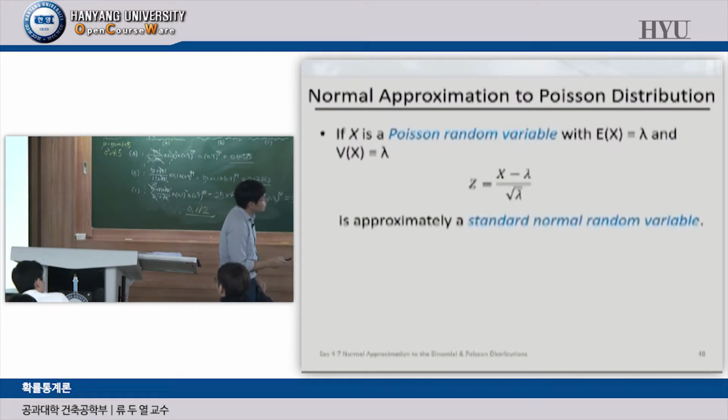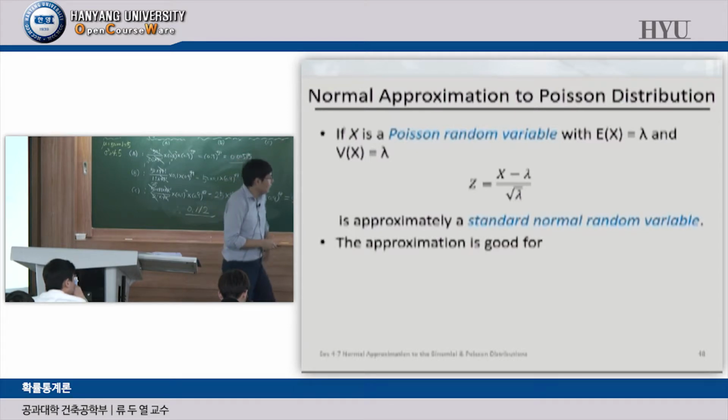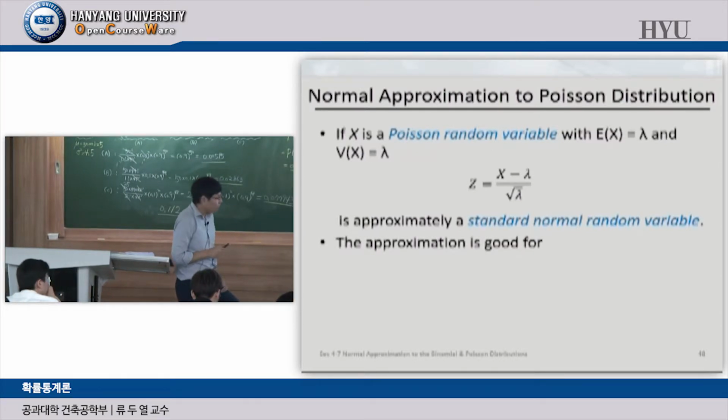If x is a Poisson random variable with mean equal to lambda, and also the variance is equal to lambda, right? That is the definition of the Poisson distribution. So in that case, the standard normal random variable z is equal to x minus mu over root sigma squared, that is lambda, right? Because mu and sigma squared have the identical value of lambda here. So we can simply calculate the z based on this equation, okay? And this approximation also gives a good result when lambda is larger than 5, normally.